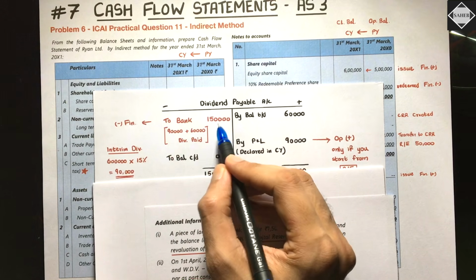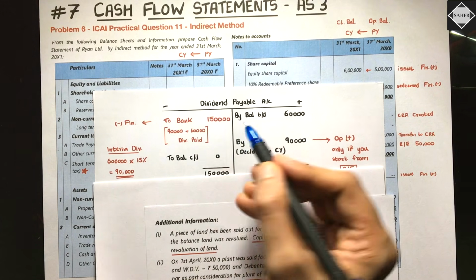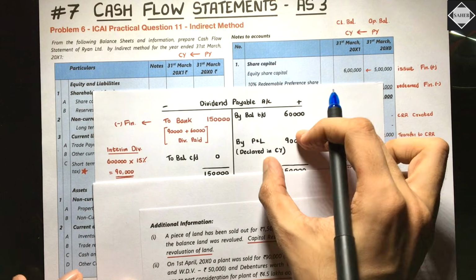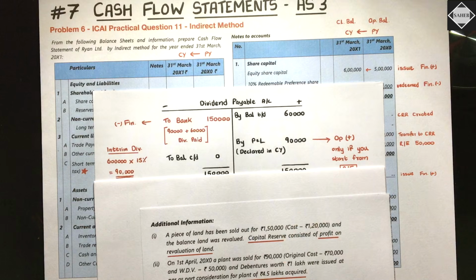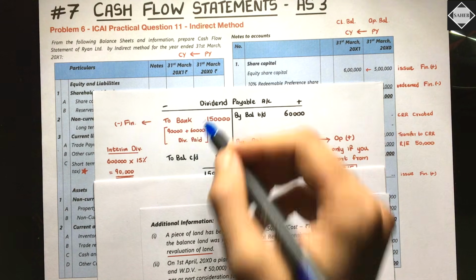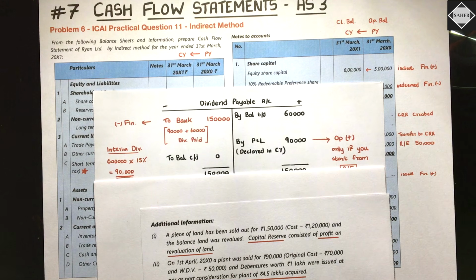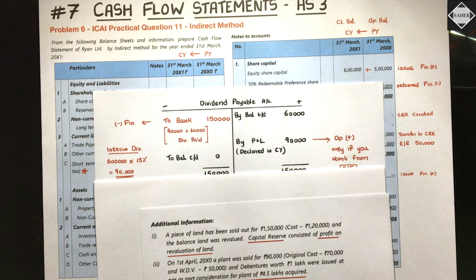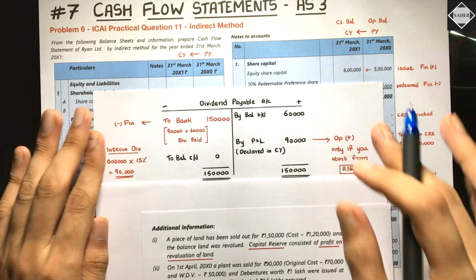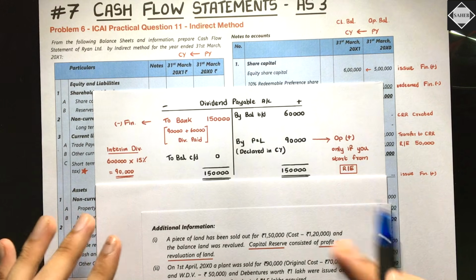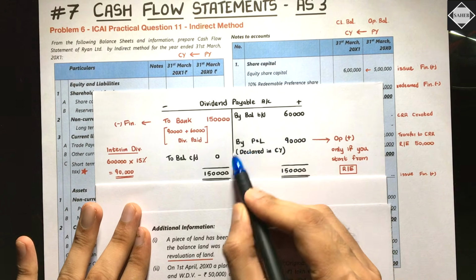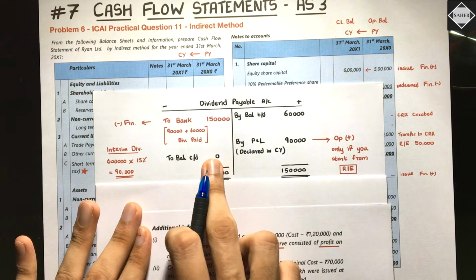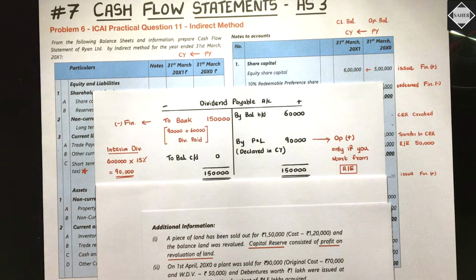So in total, how much has been paid in the current year? 1,50,000 has been paid. 90,000 is the interim dividend declared and paid in the current year. The final dividend was declared in the previous year and got paid in the current year. Is it clear? 90,000 plus 60,000, that's 1,50,000. You can also find it as a balancing figure if you want. 60 plus 90, that's 1,50,000 over here; 1,50,000 minus 0, that's 1,50,000. This way also you can find it out.